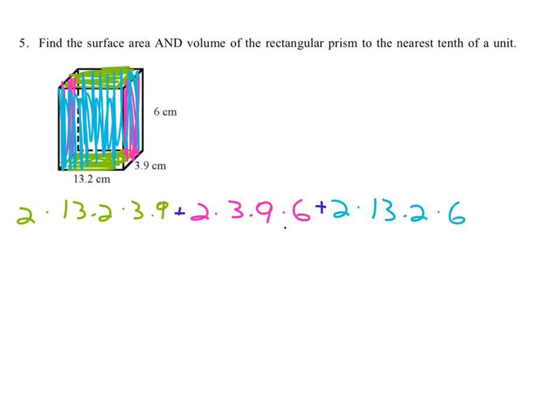And you'll notice that we have three measurements here, right? We've got 13.2, 3.9, and 6. And we'll take those pairs, like 13.2 and 3.9, we multiply those two. Then 3.9 and 6, and we multiply those two. And then 13.2 and 6, and we multiply those two. Those are going to be the combinations that get us the areas of the three sides. And we always have to double them because we have them on the front and back.